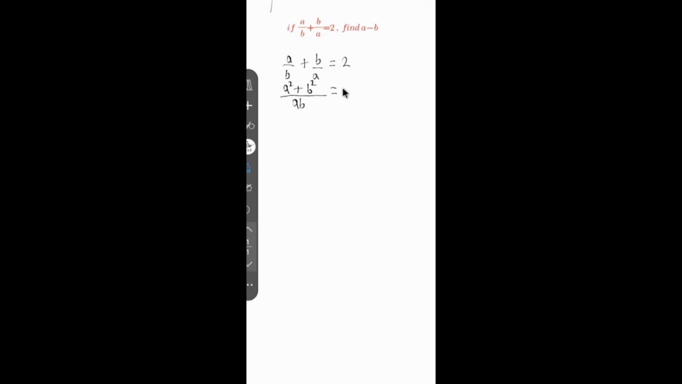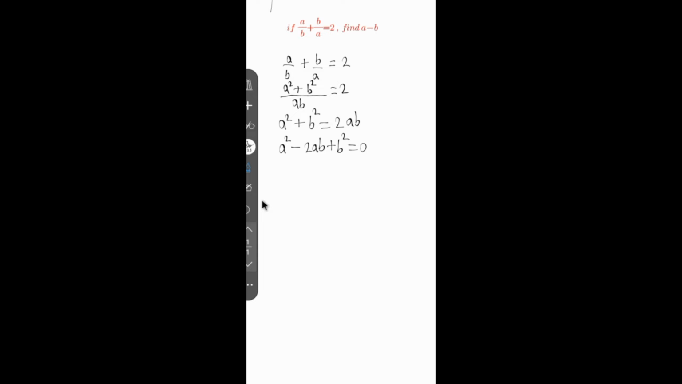Everything equal to 2. Then we cross multiply. We will have something like this: A square plus B square equal to 2AB. Then I will take this 2AB to this side. It will now look like this: A square minus 2AB plus B square equal to 0.